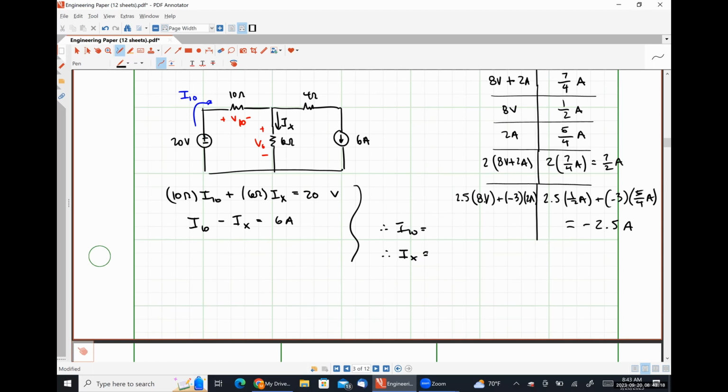So let's throw it into our system solver real quick. So I'm going to change that to 20, change that to positive 6. I get 7/2 of an amp for I10 and negative 5/2 of an amp for Ix. Well, negative 5/2 is the exact same thing as negative 2.5.